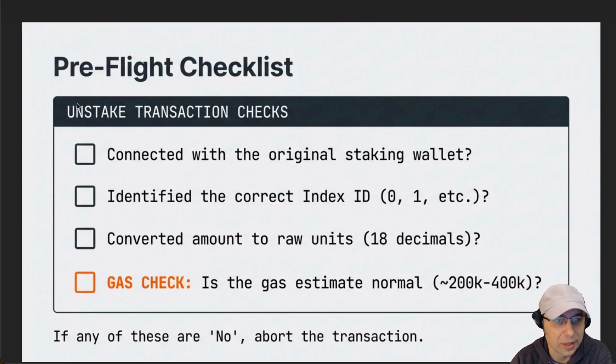So, pre-flight checklist, unstake transaction checks: connected with the original staking wallet. So you have to connect with the original wallet that you staked your tokens with. Identify the correct index ID through reading the contract. Convert the amount to raw units, 18 decimals, and gas check, that everything is fine and you don't have some ridiculous amount of gas fees. If any of this is no, then just abort the transaction.